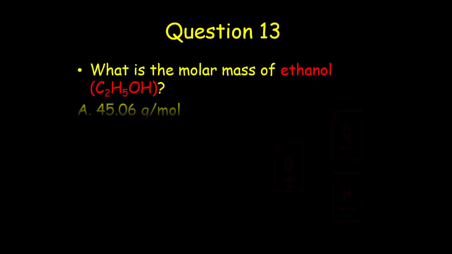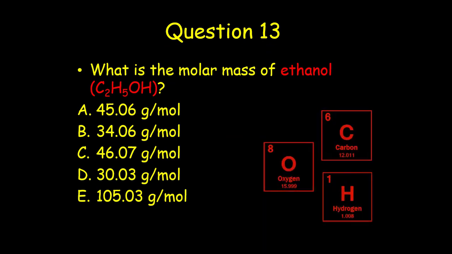Question 13. What is the molar mass of ethanol, C2H5OH? 45.06 gram per mole, 34.06 gram per mole, 46.07 gram per mole, 30.03 gram per mole, 105.03 gram per mole. And here we have the mass number of our elements, carbon, oxygen, and hydrogen. Again, try to solve the question before resuming the video.